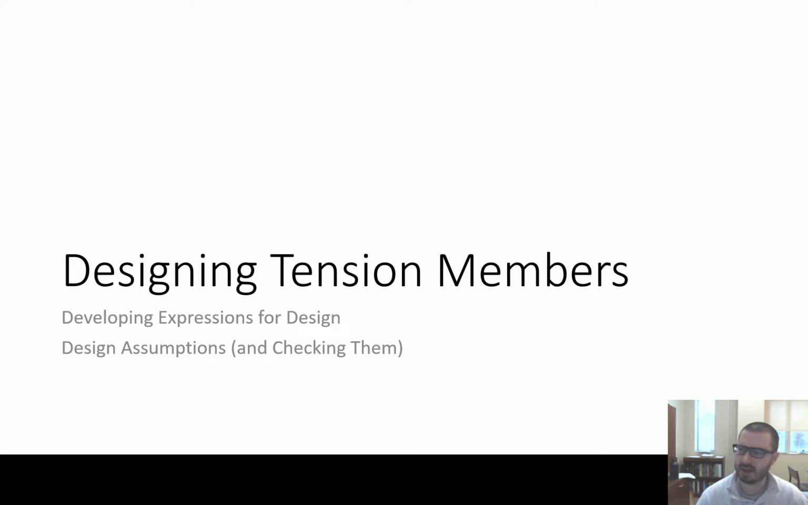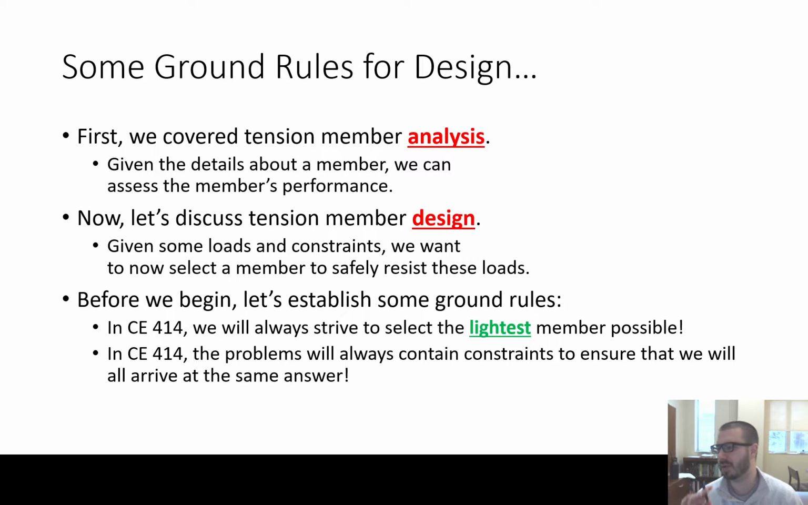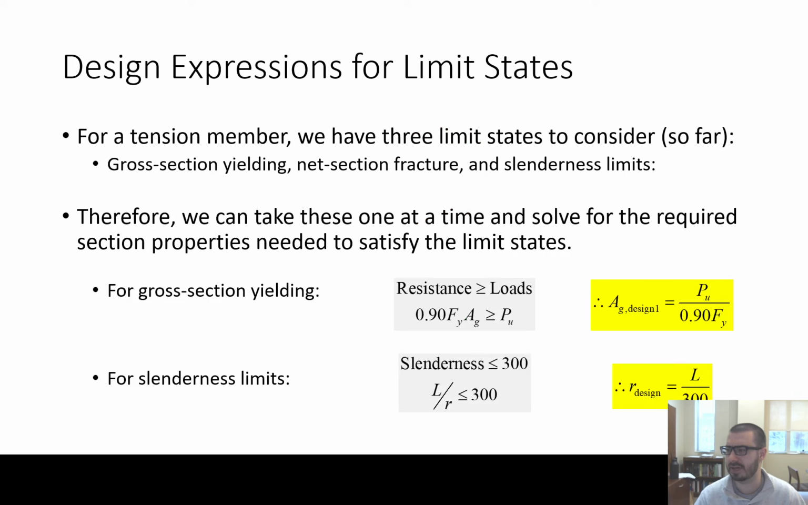In terms of design, in our last lecture, we set up the ground rules for what we're going to be doing. Ultimately, right now, what we mean by design is selecting members to safely resist loads, as opposed to being given members and assessing their performance. We're always going to be worrying about the lightest member, at least in this course. I discussed in the last lecture some exceptions to that in the real world, but for the purposes of class, we're always going to be using the lightest members. And we're always going to have some constraints in the problems to ensure that we all arrive at the same answer, and that will be the case with the example that we do here in a second.